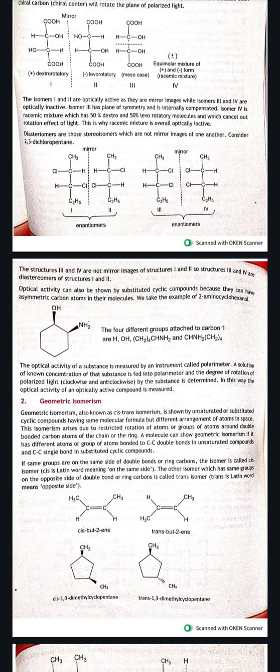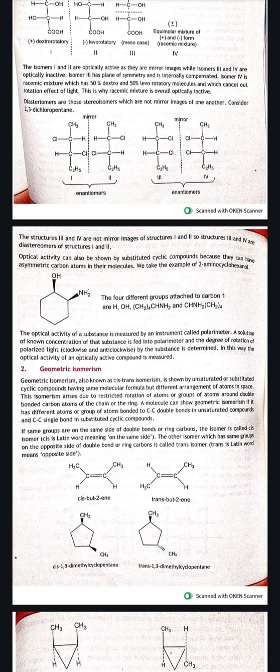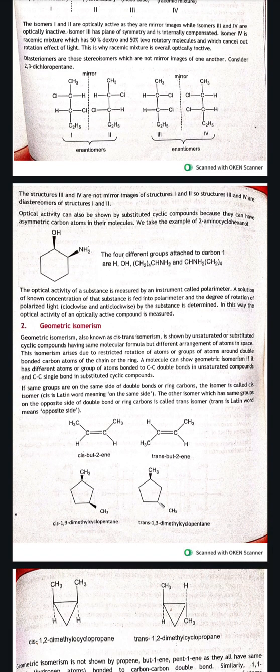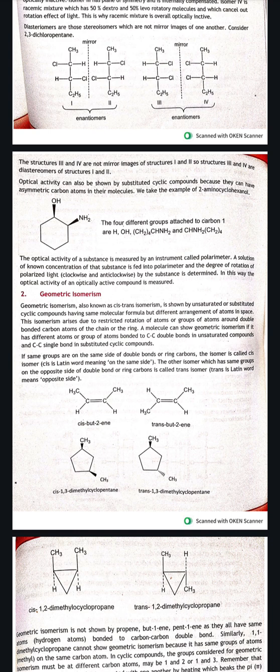Diastereoisomers are those stereoisomers which are not mirror images of one another. Like 1 and 2 are enantiomers, and 3 and 4 are also enantiomers, but 1, 2 and 3, 4 are diastereomers of each other. The structures 3 and 4 are not mirror images of structures 1 and 2. Structures 3 and 4 are diastereomers of structures 1 and 2.